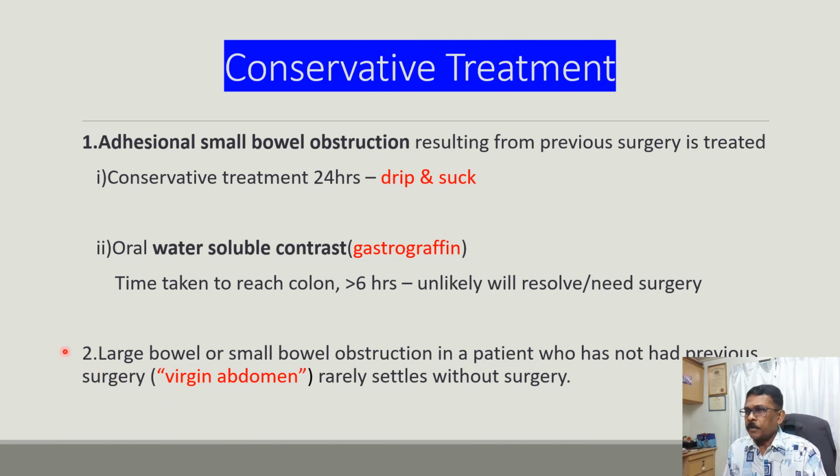Another factor to consider for large or small bowel obstruction, whatever it may be, is a patient who has had no previous surgery. Okay, so it is a non-adhesion intestinal obstruction, because the abdomen is called a virgin abdomen. Such obstructions in a virgin abdomen rarely settle without surgery.